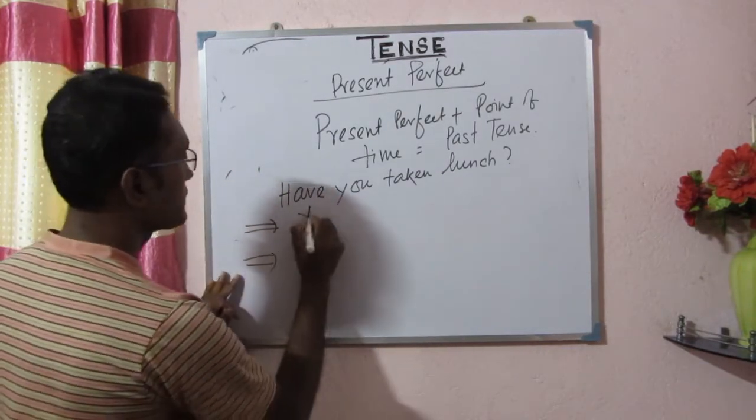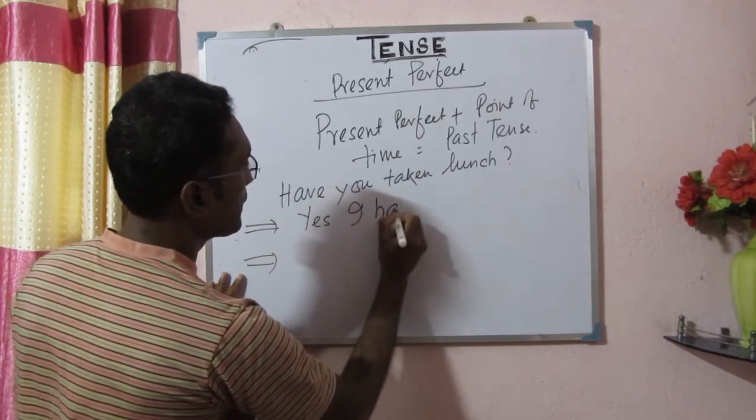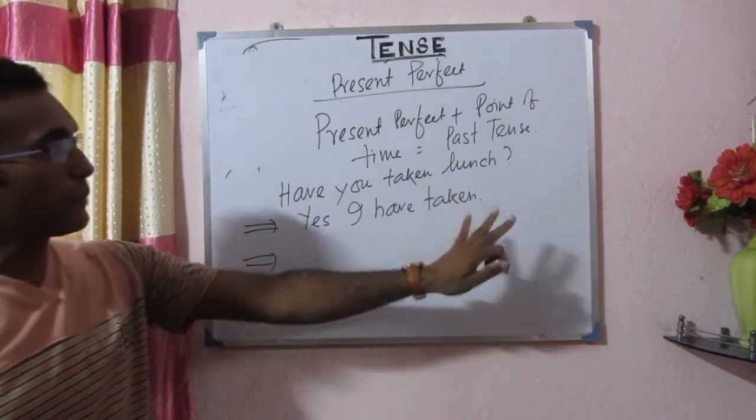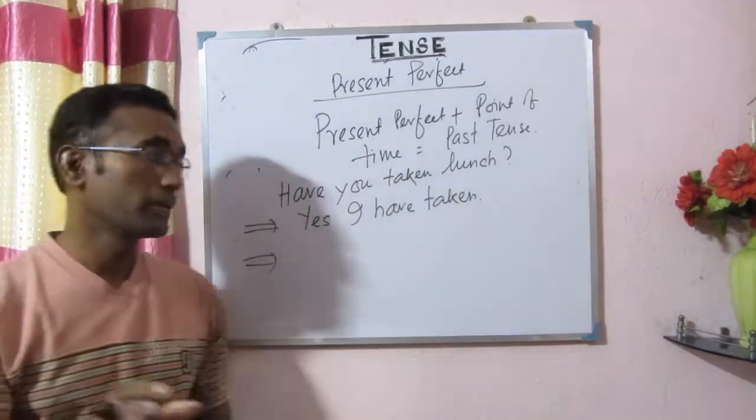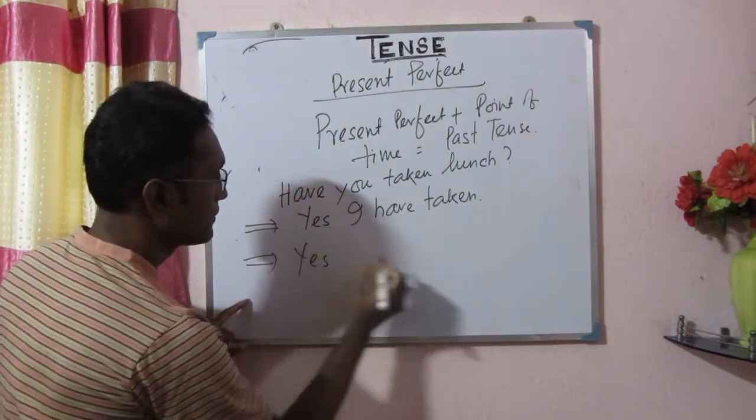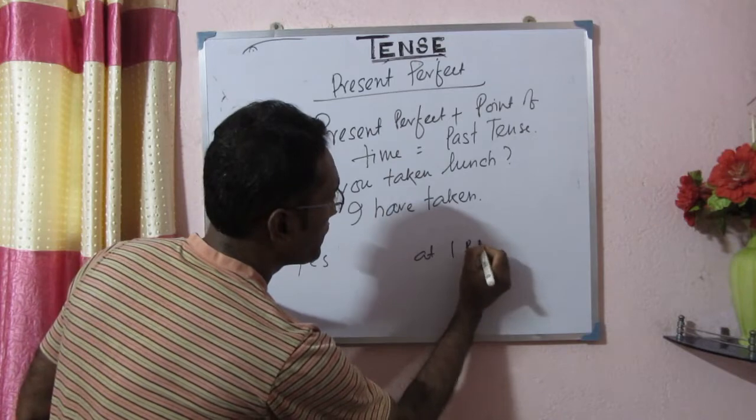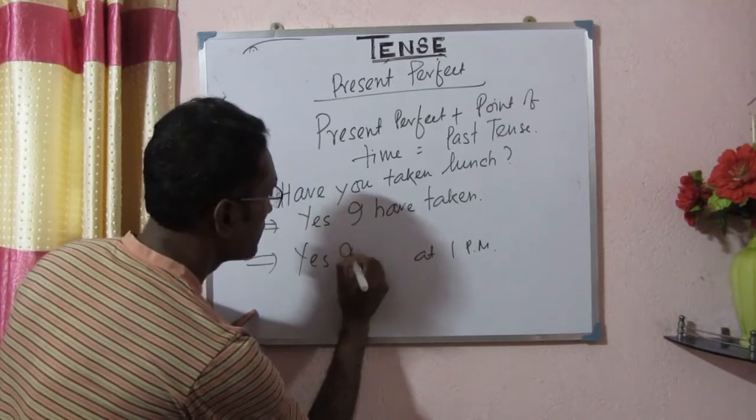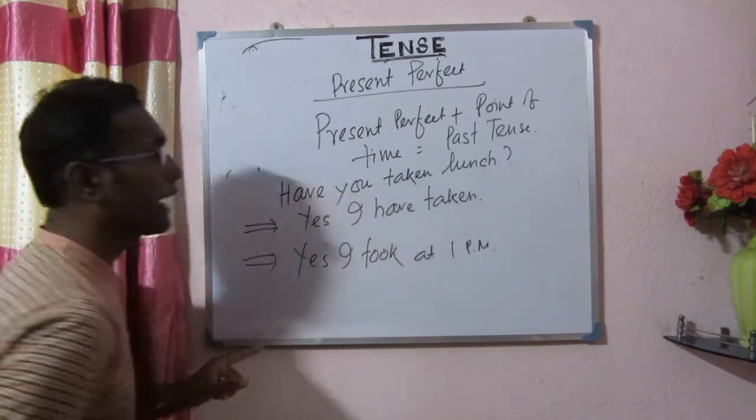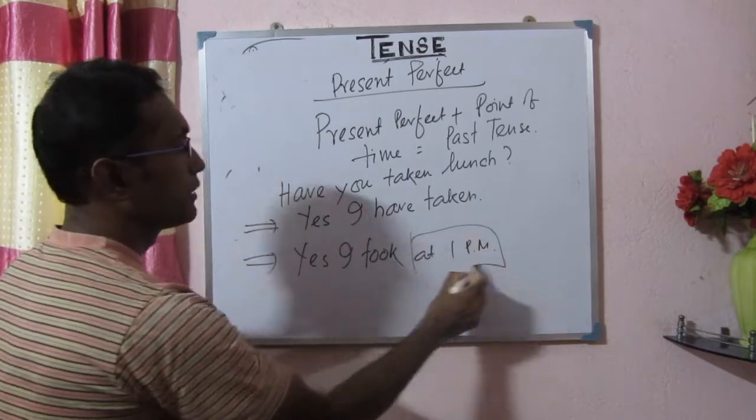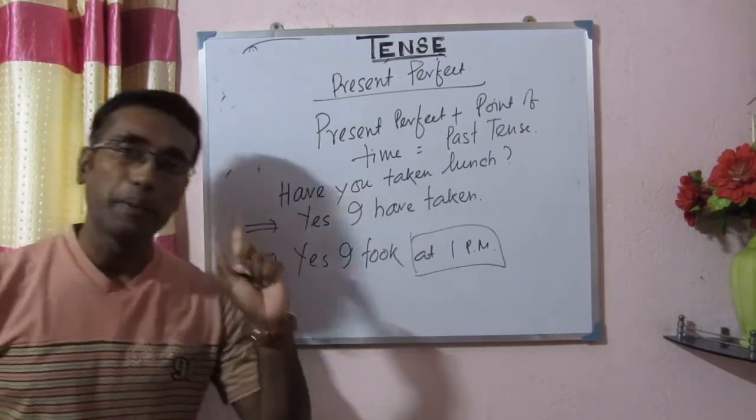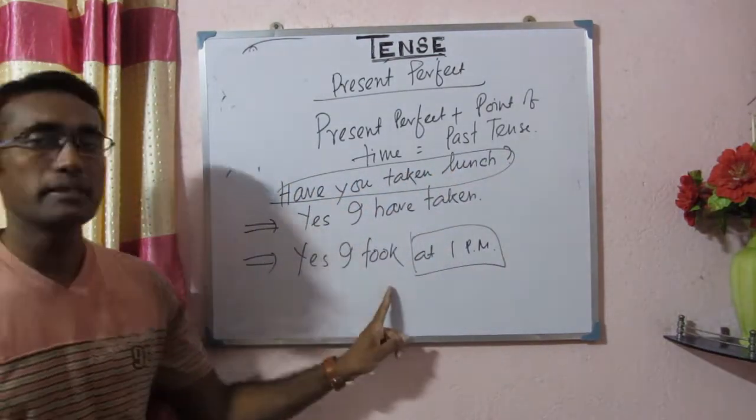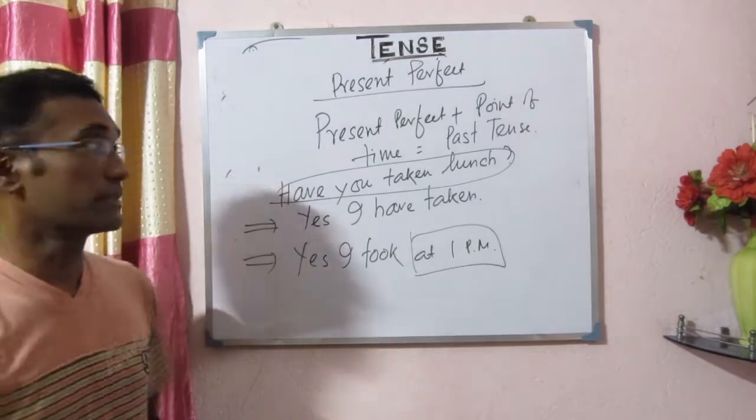If I say yes, I have taken, and I am not giving you any time. And if I say yes, at 1 p.m., then you have to use past indefinite tense. So yes, I took at 1 p.m. When you use a point of time, then you have to use past indefinite tense. I ask you in present perfect tense, and your answer is in past indefinite tense, not present perfect tense. Always remember that.